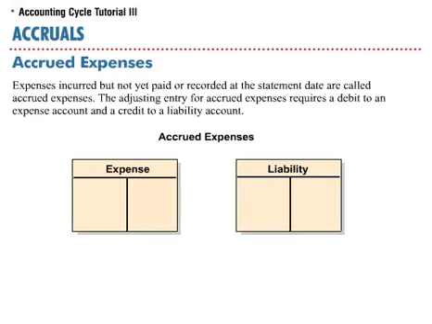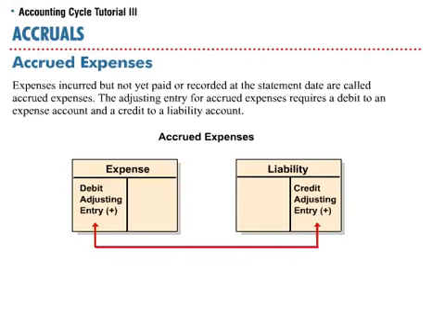Expenses incurred but not yet paid or recorded at the statement date are called accrued expenses. Examples are interest, taxes, and salaries. Adjustments for accrued expenses are necessary to record the obligations that exist at the balance sheet date and to recognize the expenses that apply to the current accounting period. The adjusting entry for accrued expenses requires a debit to an expense account and a credit to a liability account.